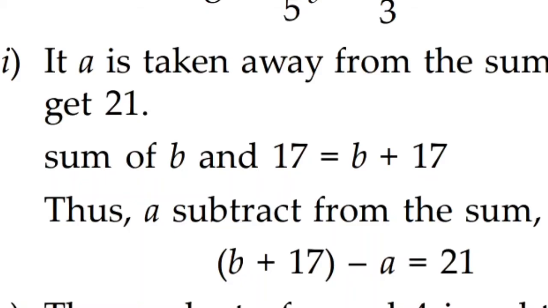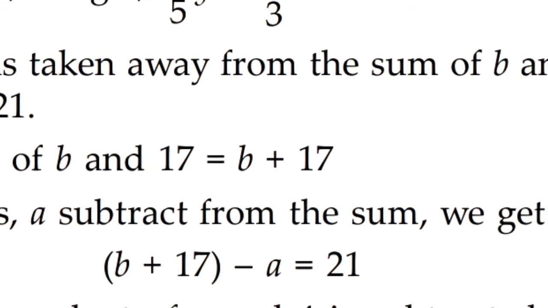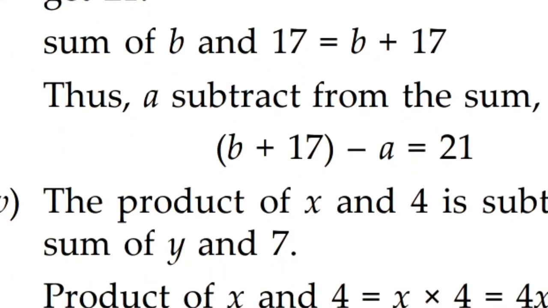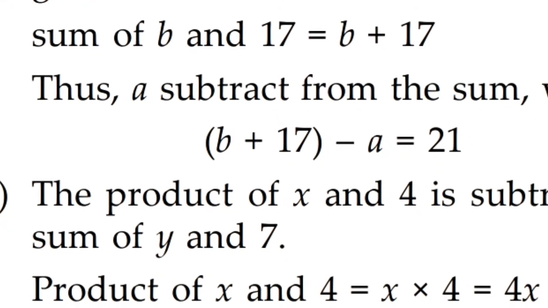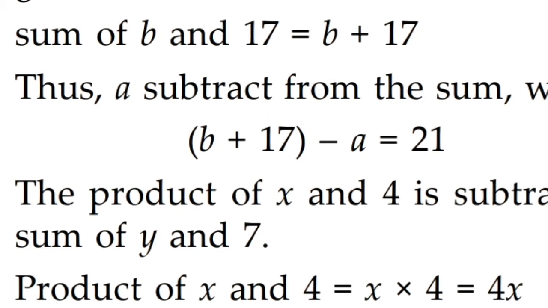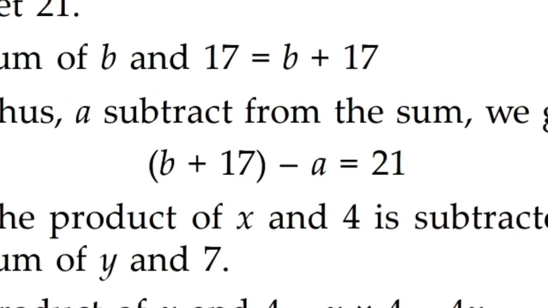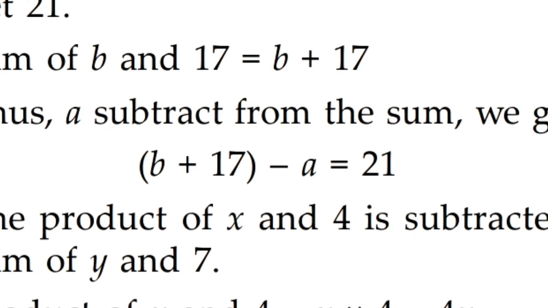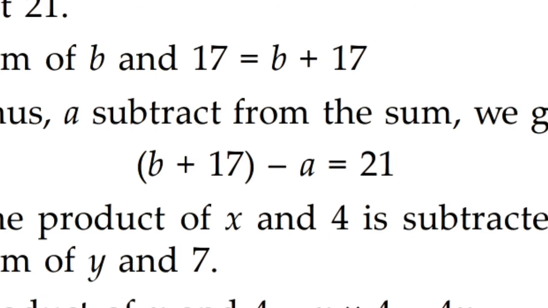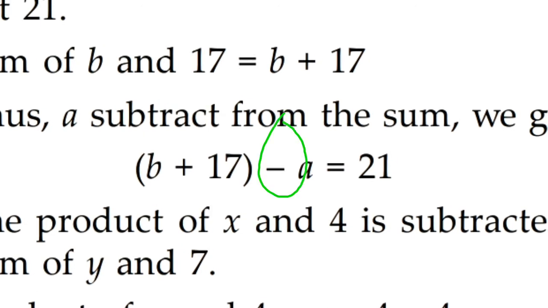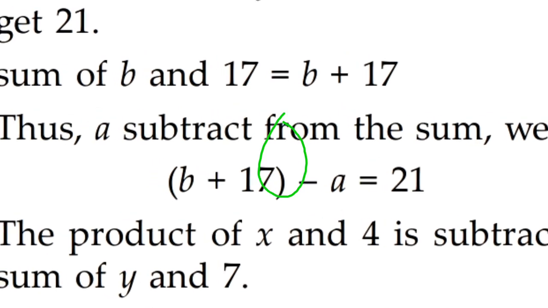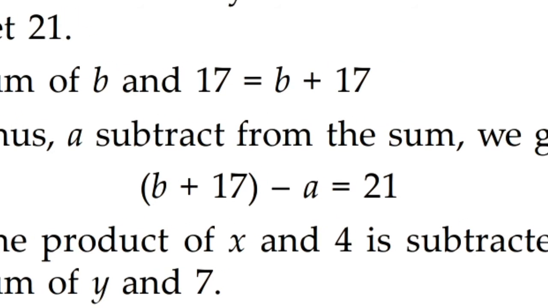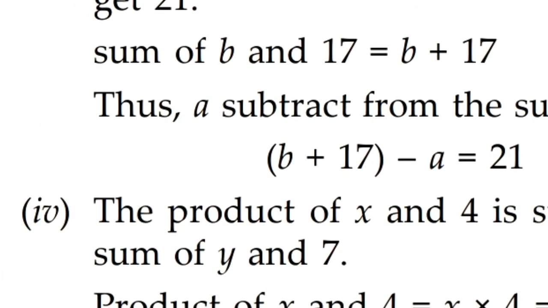Part 3. A is taken away from the sum of B and 17. We get 21. Sum of B and 17 means B plus 17. A is taken away means A is subtracted from the sum of B and 17. From means B and 17 will come first. B and 17 I'll put in a bracket because from this we have to take away A, that is minus A. So my mathematical expression will become B plus 17 minus A. We get 21 means equal to 21.